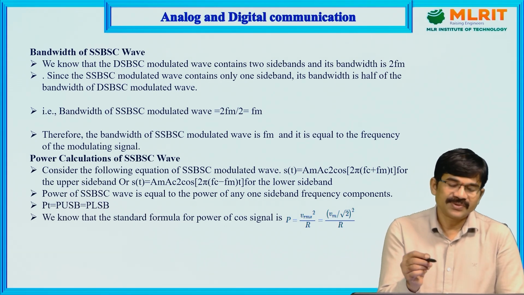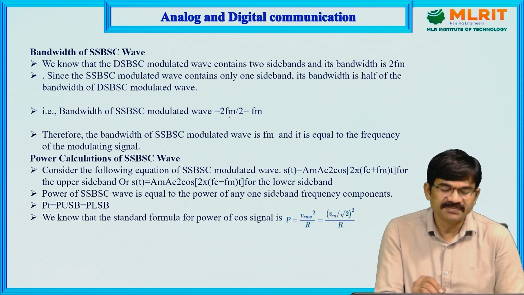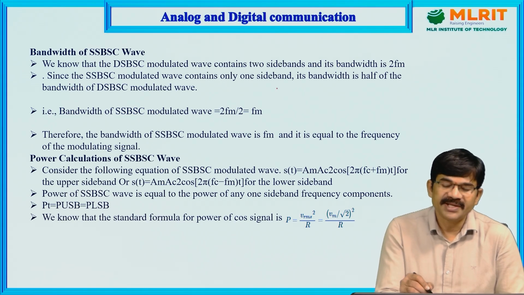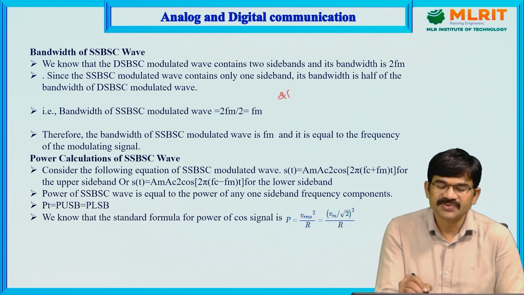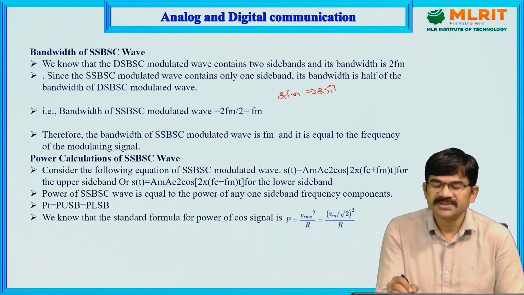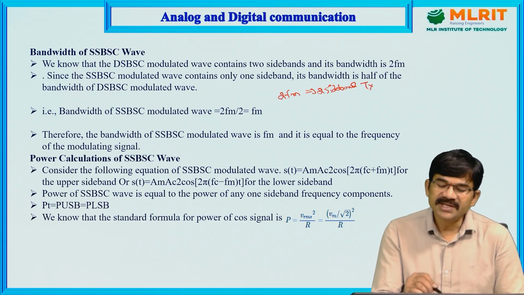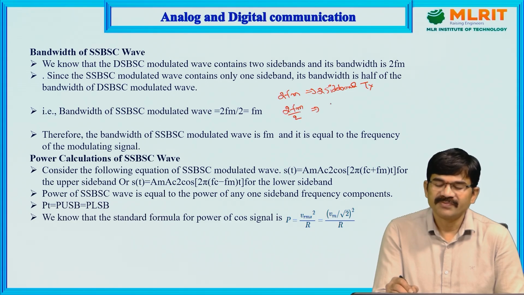So the DSBSC bandwidth is 2 fm, 2 fm for two sideband transmission. For single sideband transmission, the bandwidth is 2 fm divided by 2, that is fm, for single sideband transmission.